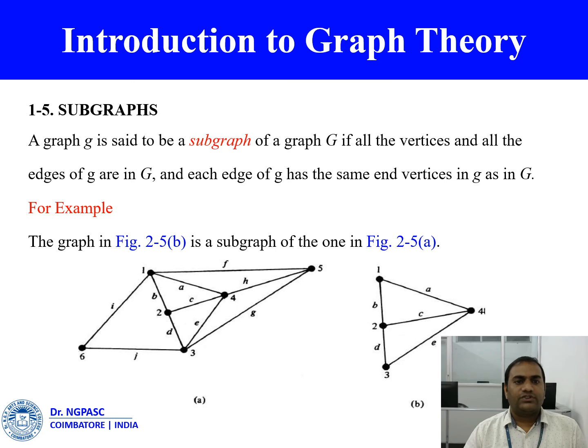Next, subgraph. A graph small g is said to be a subgraph of a graph capital G if all the vertices and all the edges of small g are in capital G, and each edge of small g has the same end vertices in small g as in capital G. For example, here diagram A and diagram B are both graphs, but diagram B is a subset, or one part, of diagram A. Here vertices V1, 2, 3, 4 are cut and pasted separately and named B. So diagram B is one part of diagram A. This type of graph is a subgraph.